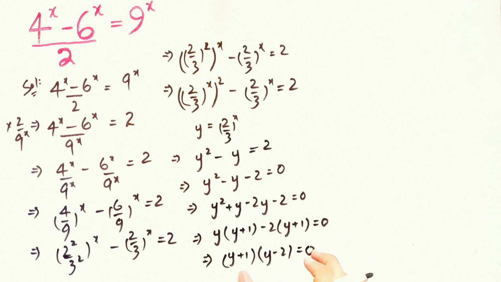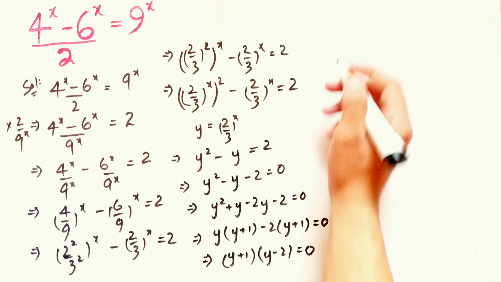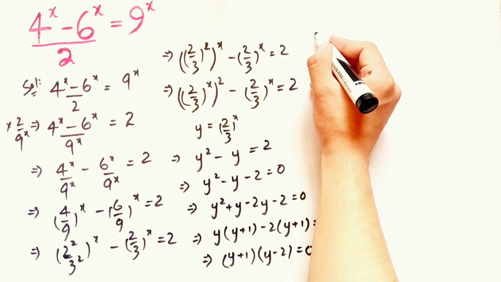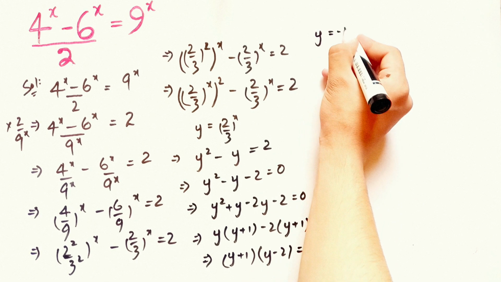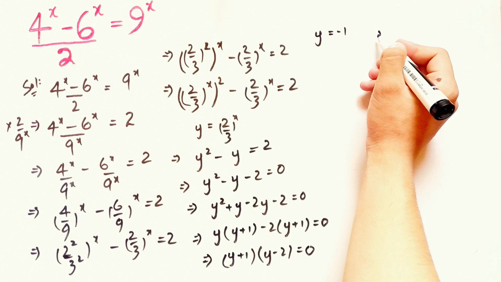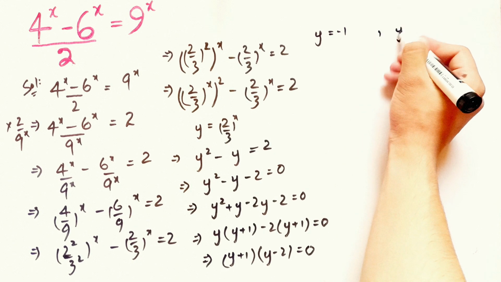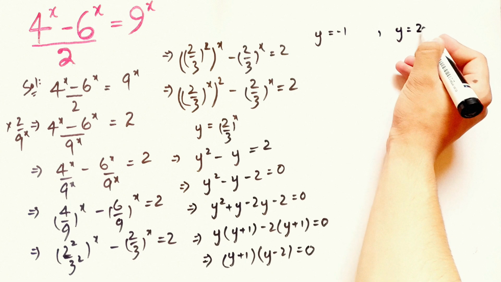Now by the zero factor theorem we can say that y + 1 is 0 or y − 2 is 0, because these two are in multiplication, so either y + 1 is 0 or y − 2 is 0 because their product is 0. So taking y + 1 = 0, we have one solution, that is y = −1, and taking y − 2 = 0, we have another solution, that is y = 2.